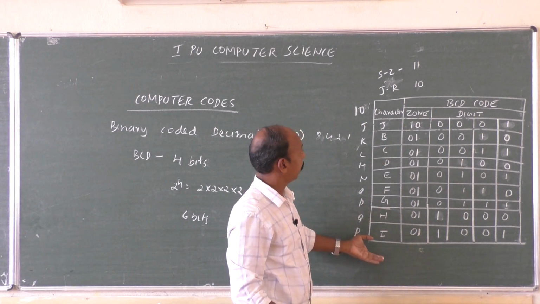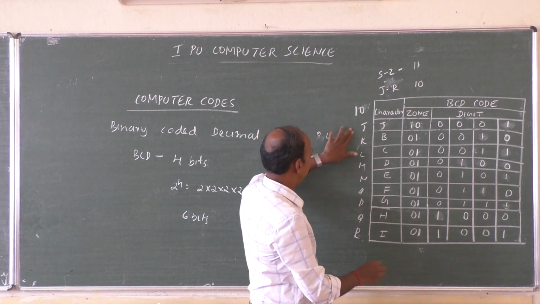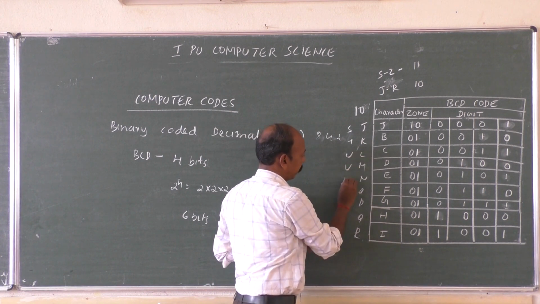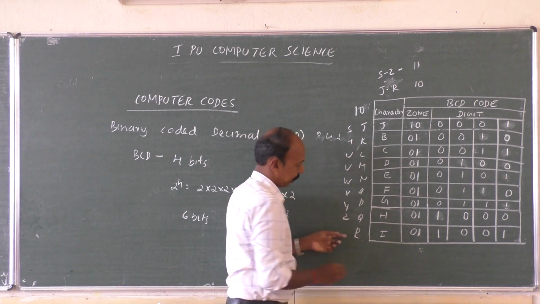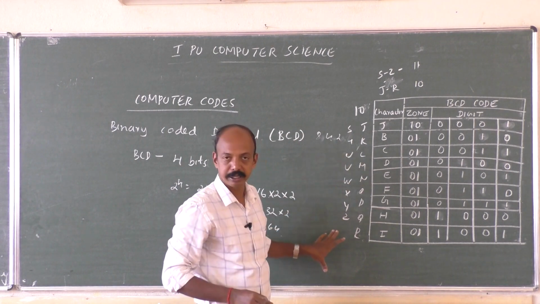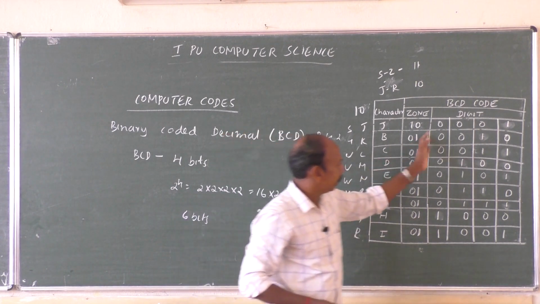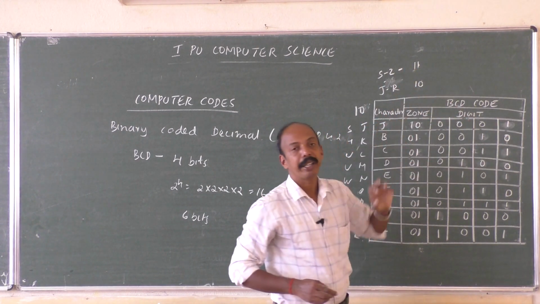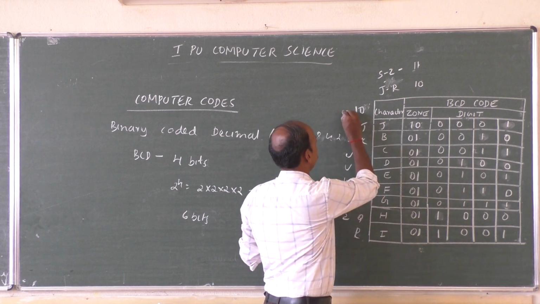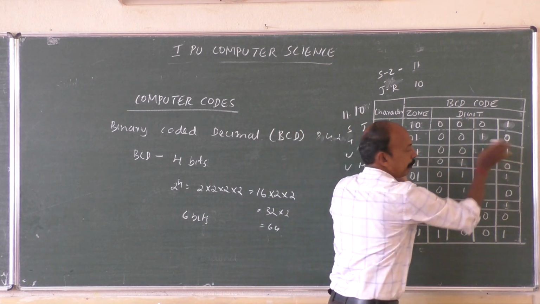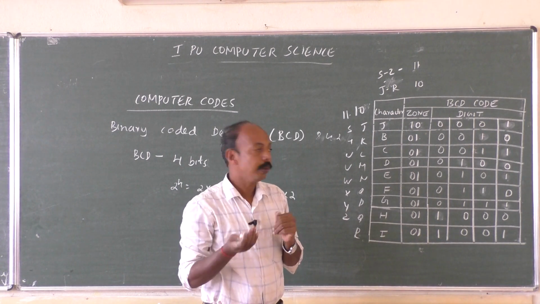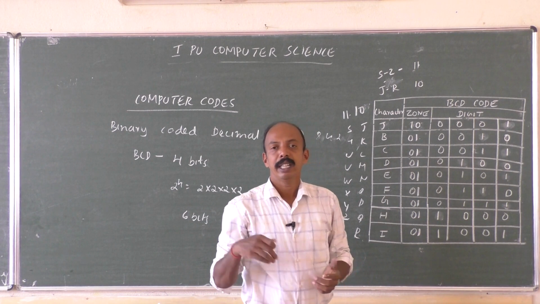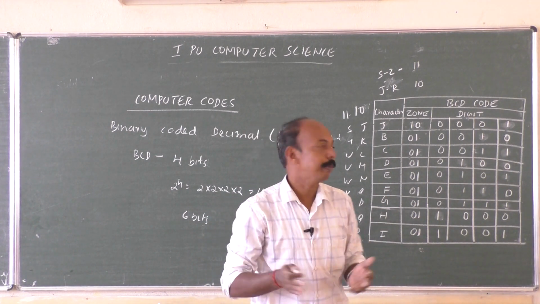Then after that, next will be S, T, U, V, W, X, Y, Z. The last position won't be there because it is 8 combinations. For that, the digit will be the same. But what about the zone bit? The zone bit will be 1 and 1. For this, it will be 1 and 1, and this remains the same. So by changing the zone bit, we can represent different symbols or different alphabets in this particular case.